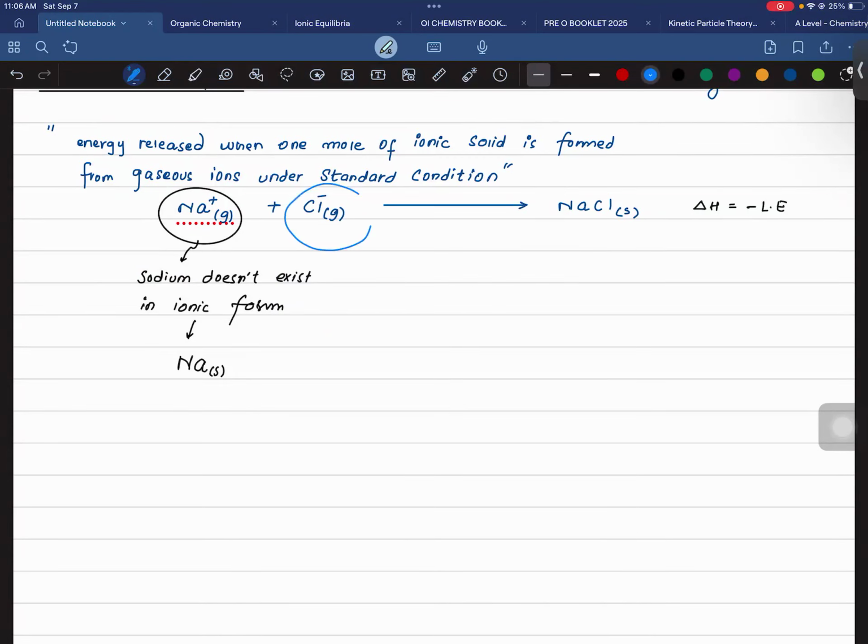Again, I can say that chlorine doesn't exist in chloride form, as this is a charged particle, so this is highly unstable. Although this is its stable form. This is the stable form.